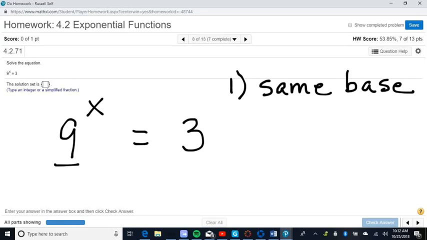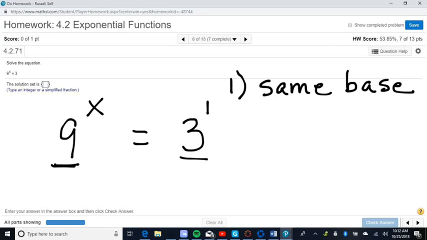Now in this case, the base here is a 9, the base here is a 3. Remember, that's 3 to the first power, right? If it doesn't have an exponent, that would be an important thing to remember. And so go ahead and write in the exponents.